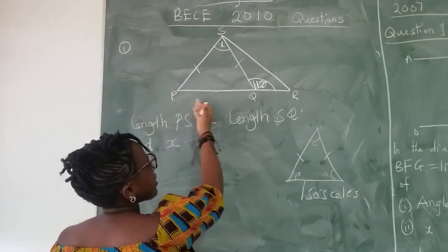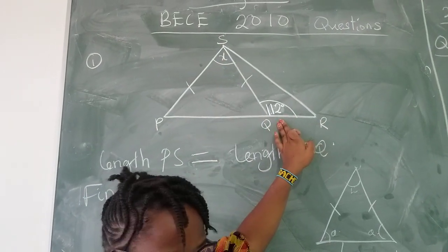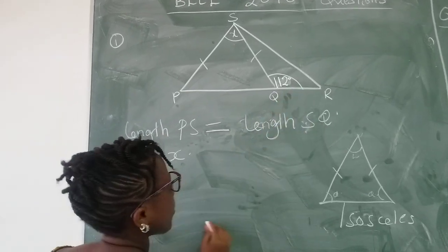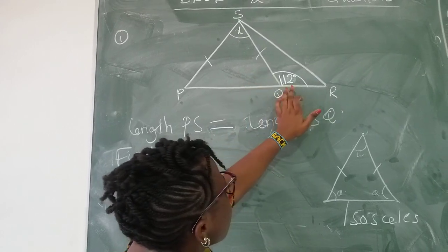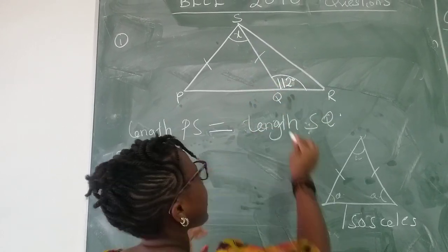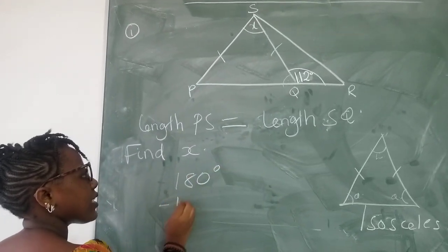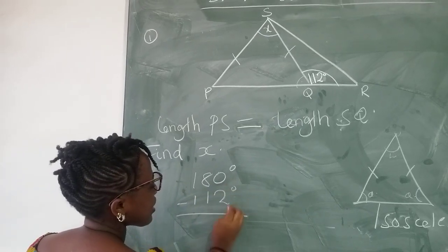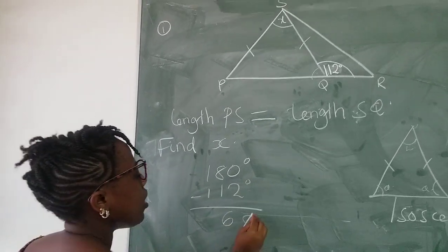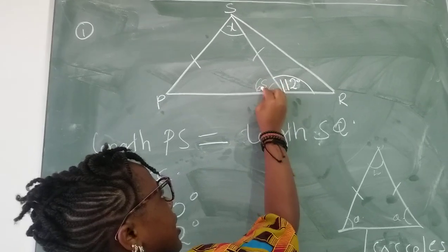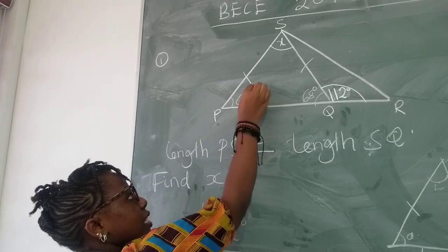So in this diagram here, we already have this angle BQR to be 112. Using the properties of angles on a straight line, which add up to 180, we can easily subtract 112 from 180 to get this angle here. So we'll have 180 degrees minus 112 degrees, which gives us 68 degrees. So we know this angle here is 68 degrees, and because this is an isosceles triangle, this angle here will also be 68 degrees.